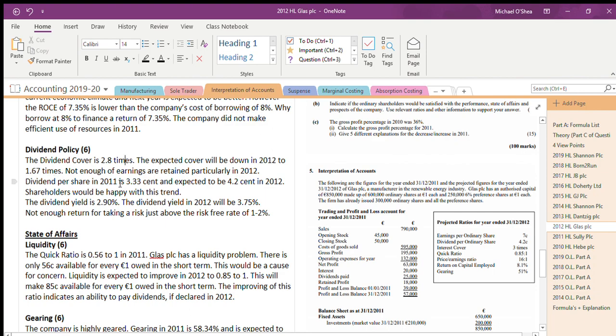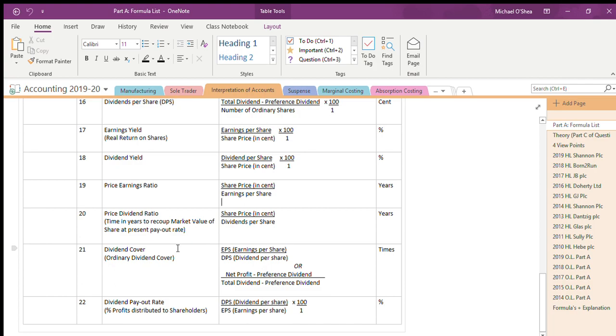What does that mean? So dividend cover is 2.8, and it's expected to drop to 1.67. Dividend cover we can also work out as earnings per share divided by dividends per share. So 7 divided by 4.2 works out at 1.67. It's a good thing I managed to spot that one. I've said before that dividend cover isn't always given in these formulas. We can work it out here.